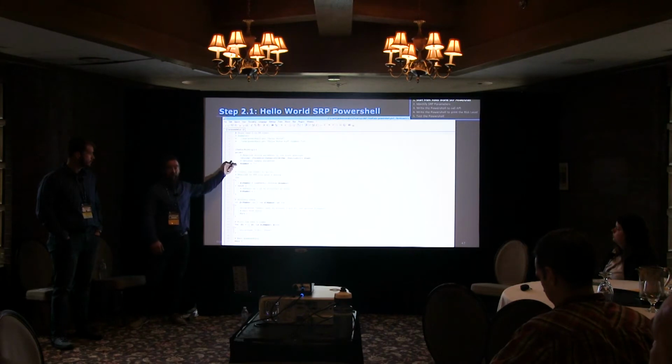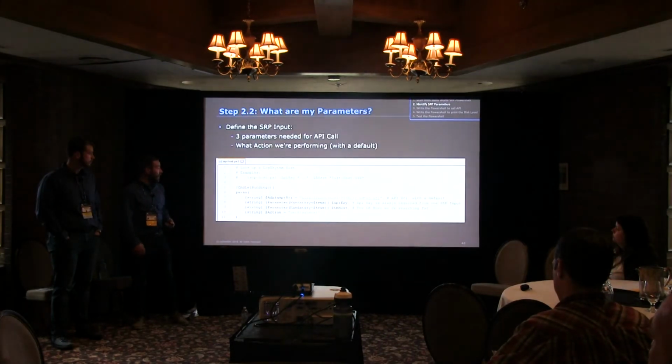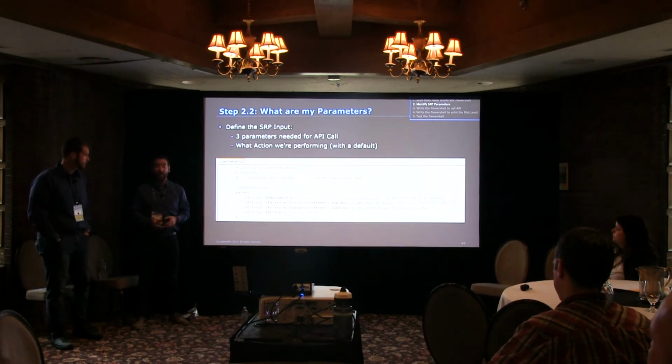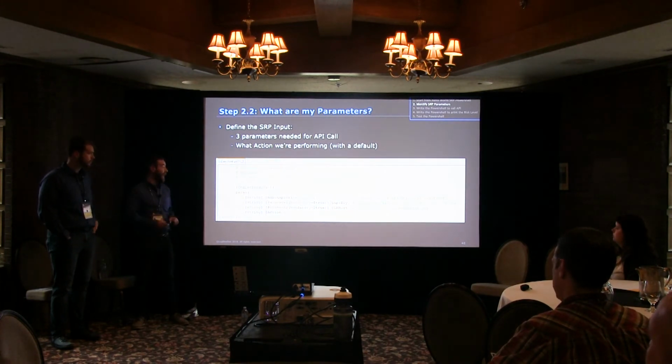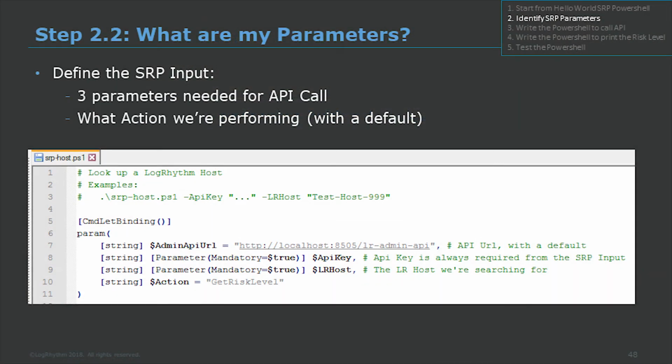That gives me some of the structure, like the commandlet binding and the parameters. So I'm going to start with those 3 parameters that we remember from the Postman. I need an admin API URL, which I can actually give a default, because if I run this from the platform manager, it just calls into localhost LR-admin API. I need the API key that I generated from the client console, and I need the LogRhythm host that we're trying to get the risk level of.